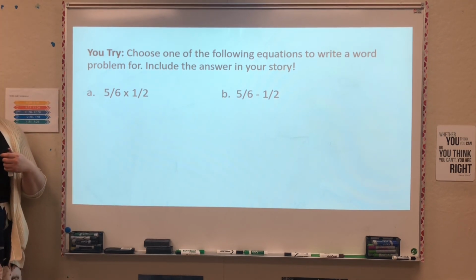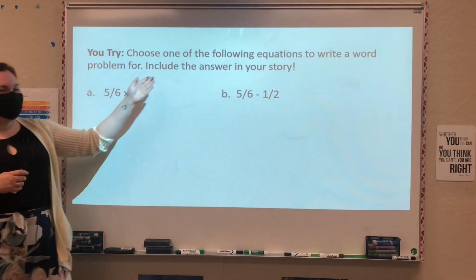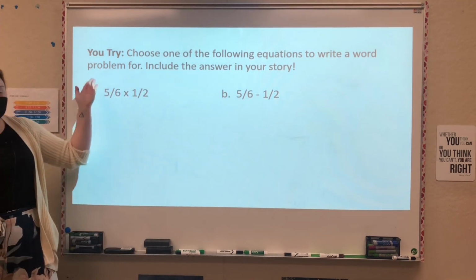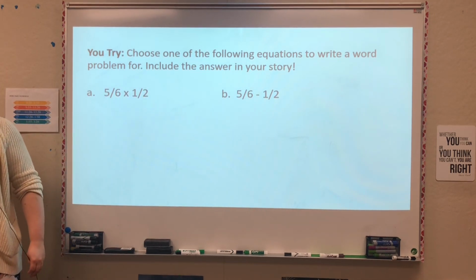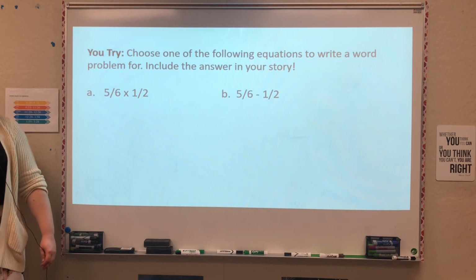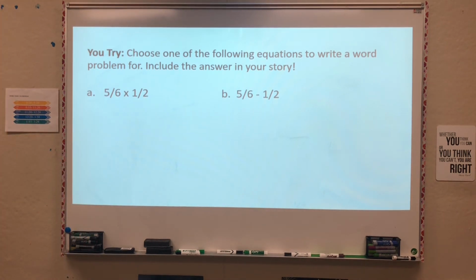So I have to write a whole word problem? Yeah, it doesn't have to be an elaborate story, just a short little word problem. And you can choose which one you want. So you can choose the multiplication one or the subtraction one. I'm not good at this, but I'll try. I'm a math teacher. I'm not a storyteller either, but you can do this. I'm very excited to see the stories.